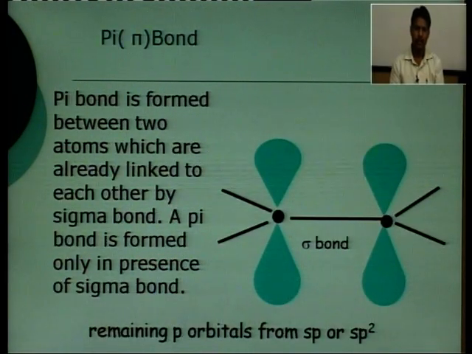So, the pi bond is shown here. A pi bond is formed between two atoms which are already linked to each other by a sigma bond. So, a pi bond is formed only in the presence of a sigma bond. Here the sigma bond is shown in between them. An example is oxygen.